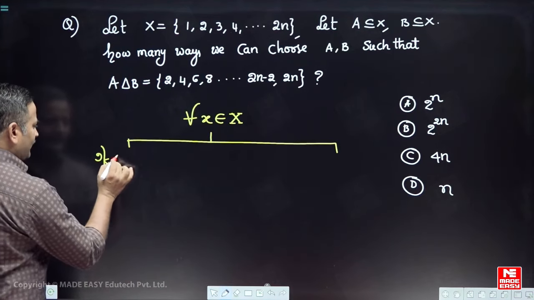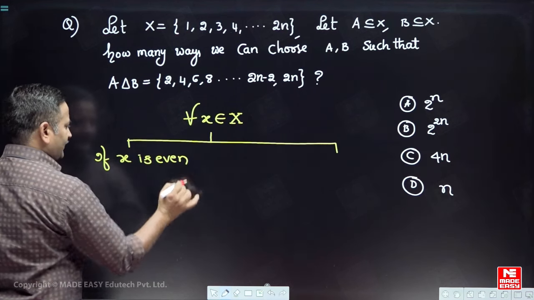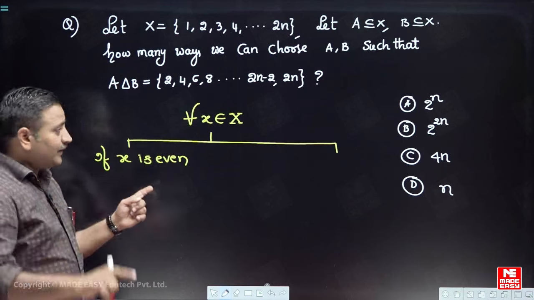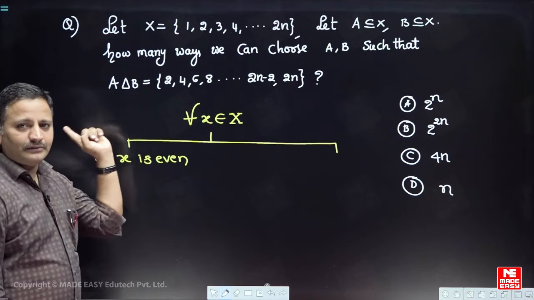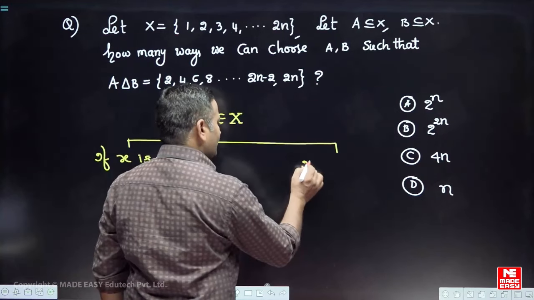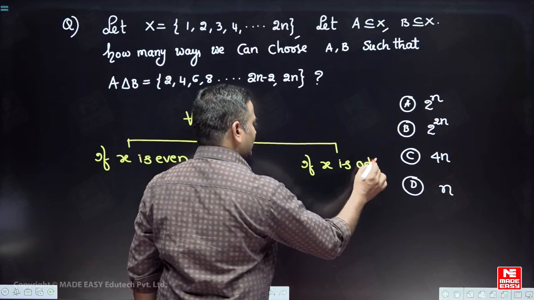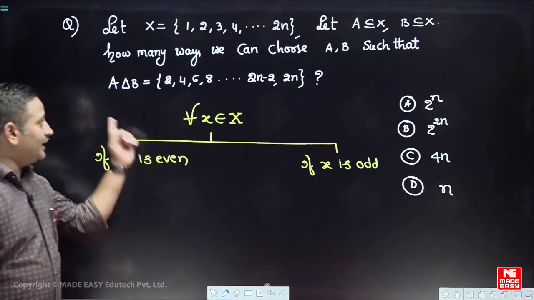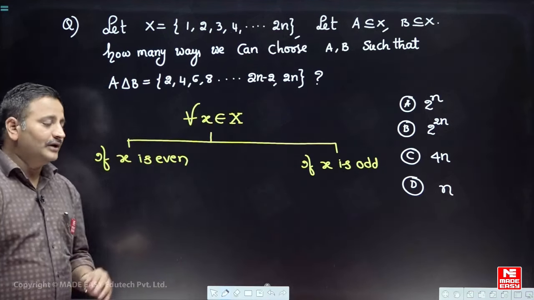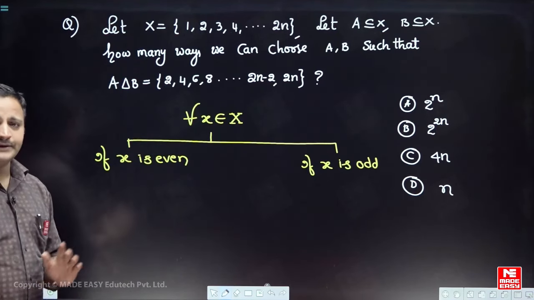So for all x belonging to capital X, there are two possibilities. If x is an even number, then that even number must fall under A delta B, friends. If x is an odd number, then that odd number cannot sit in A delta B. It should be outside of A delta B, friends. So these are the two cases I want to discuss.